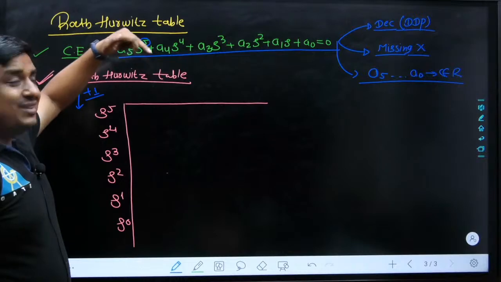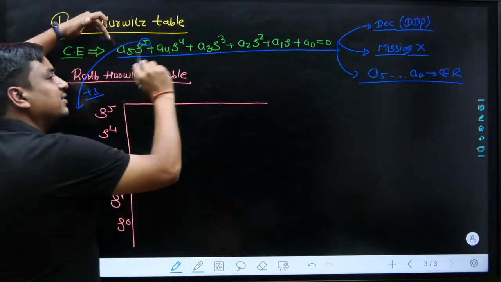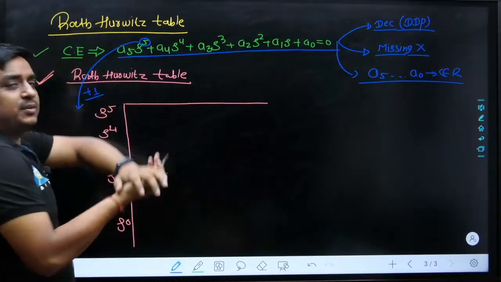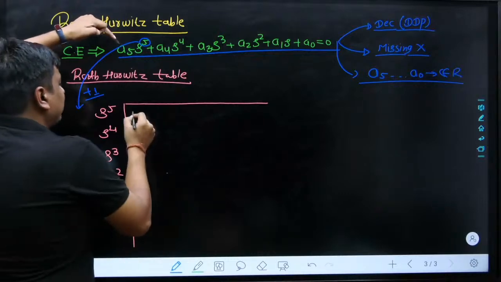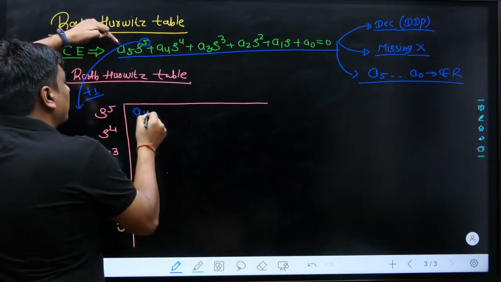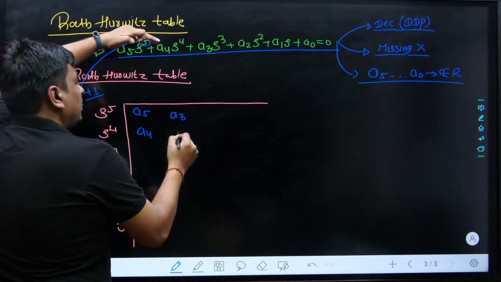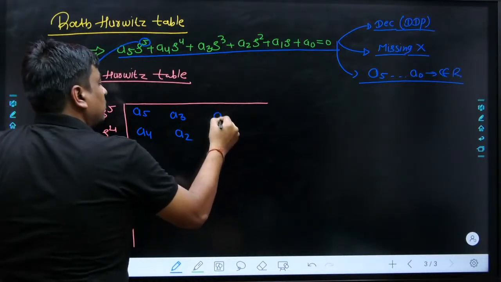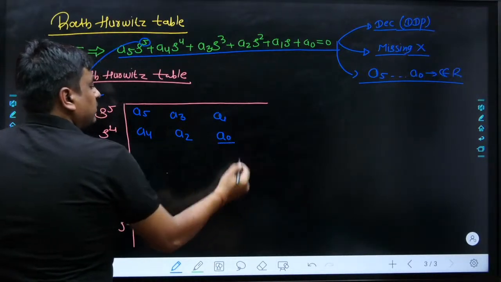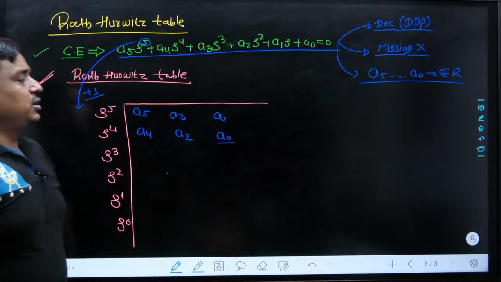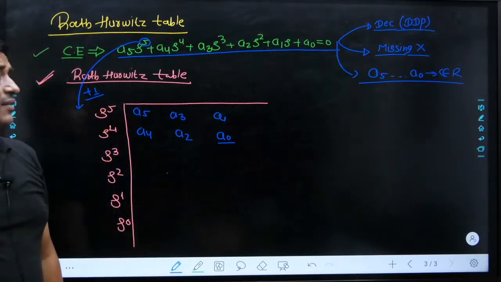See how we start feeding the data. The data is fed in an alternating fashion. So you will start from a to the power 5. Here a5 would come, here a4 would come, here a3 would come, here a2 would come, here a1 would come, here a0 would come. Till this point, nobody should have any doubt as such.